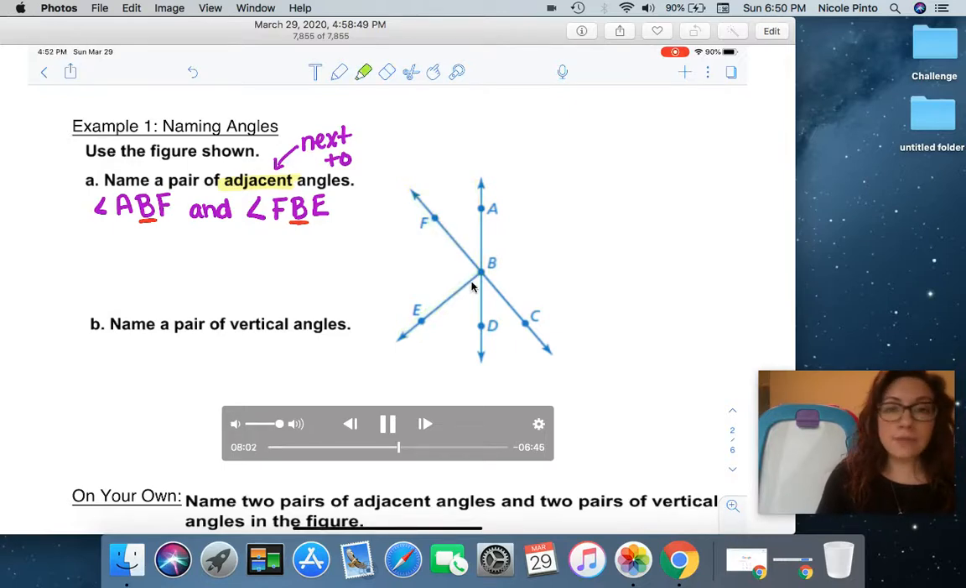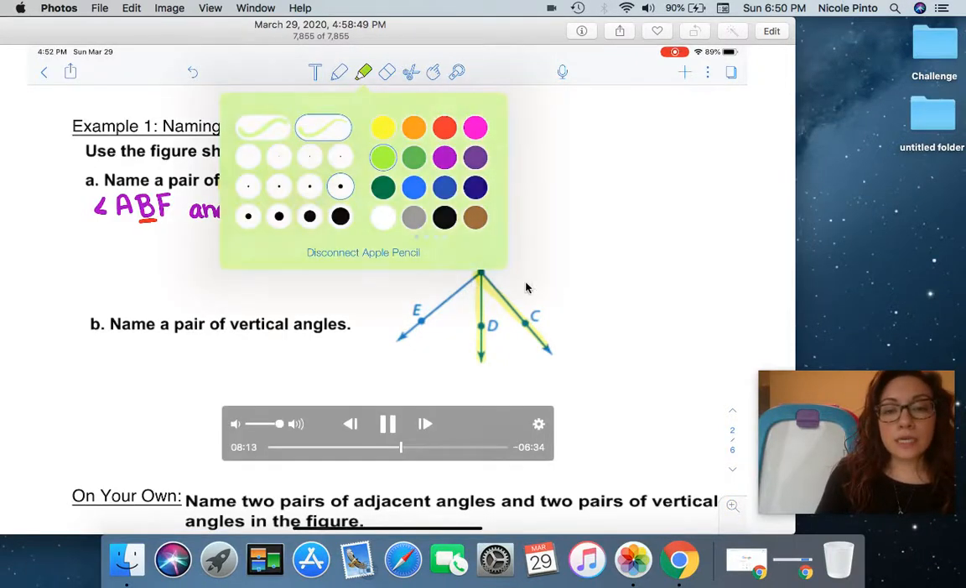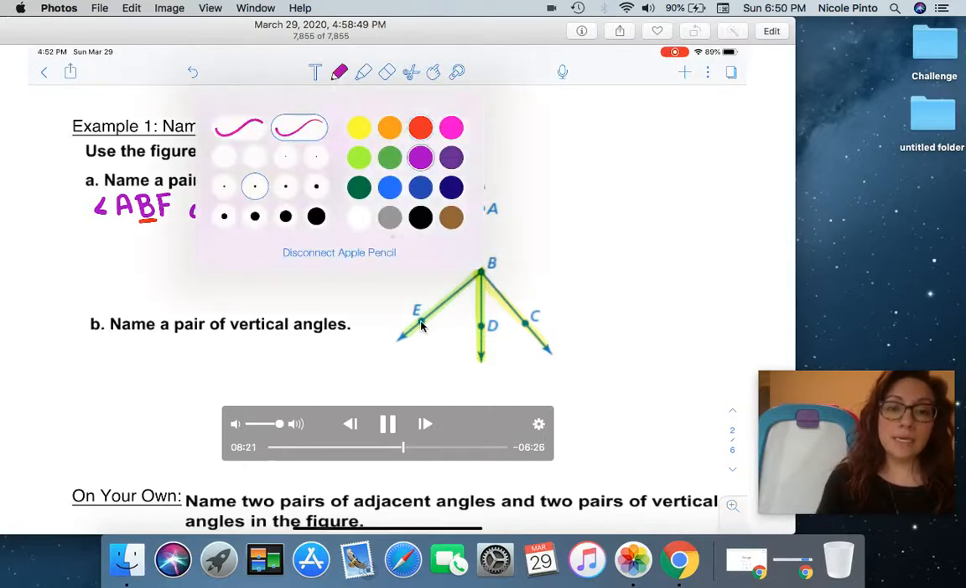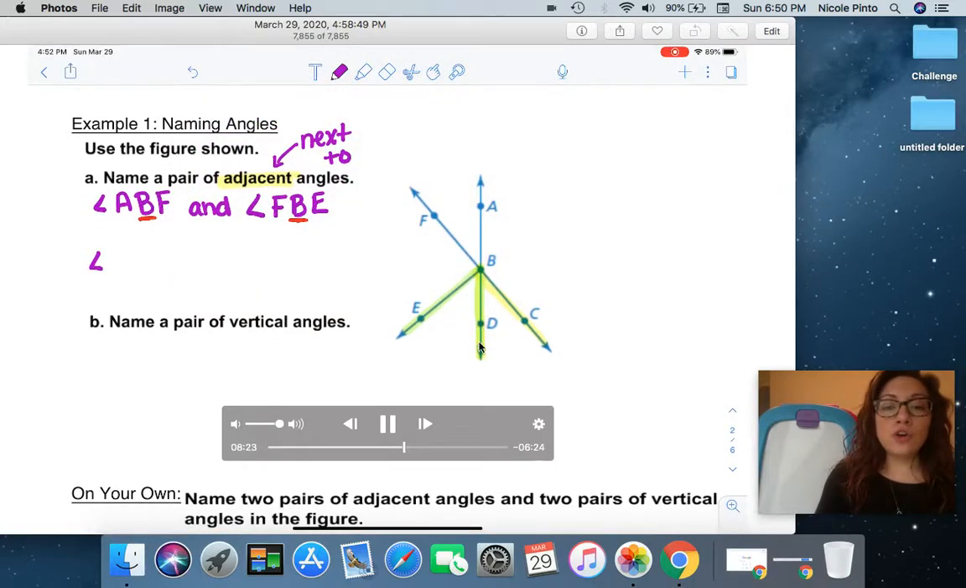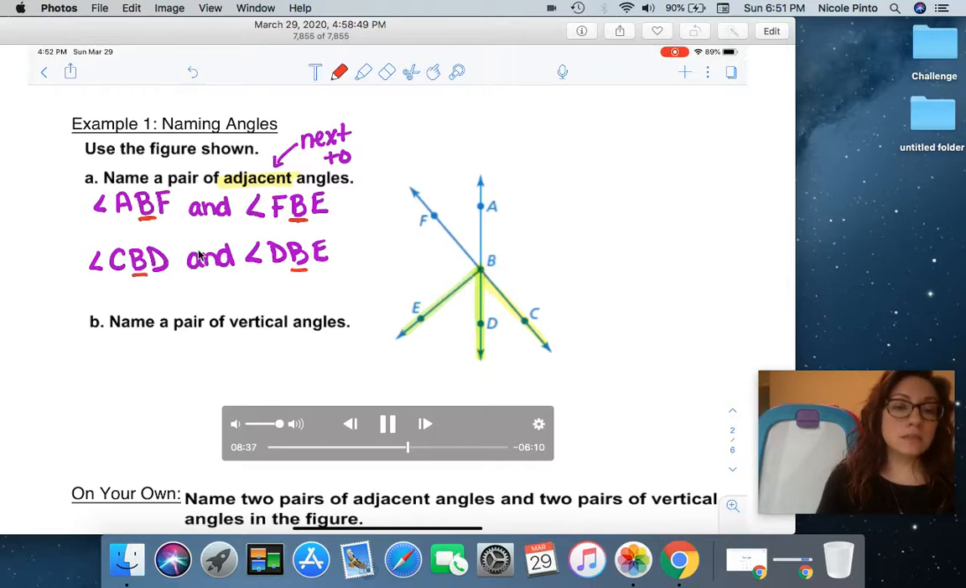Now, you can give me any other pair of adjacent angles. Mientras que comparten un lado y el mismo vertex, they are adjacent. So for example, here, I highlighted CBD. Now next to CBD is DBE. Okay? Los dos comparten este lado. Aquí hay un ángulo y en el otro lado está otro. Okay? Comparten el mismo vertex, la letra B. And you'll notice it's in the middle. Okay?